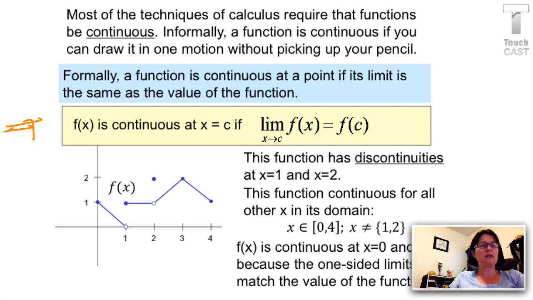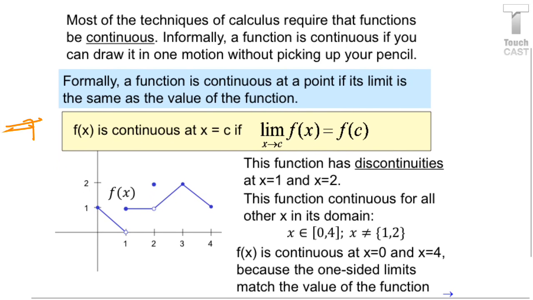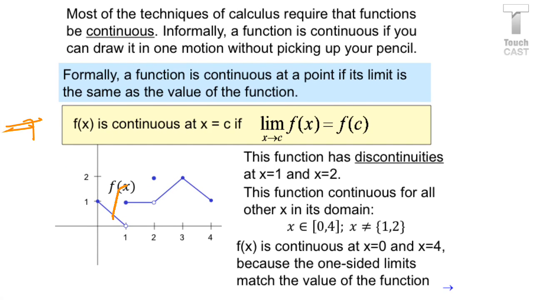So I'm going to hide me for a second so you can see the rest of the slide. This is the function we saw at the end of 2.1. This function is discontinuous at x = 1. You can see there's a gap here. We couldn't draw that piece of the function without picking up our pencil. This function is also discontinuous at x = 2. You see there's that hole I have to skip over.